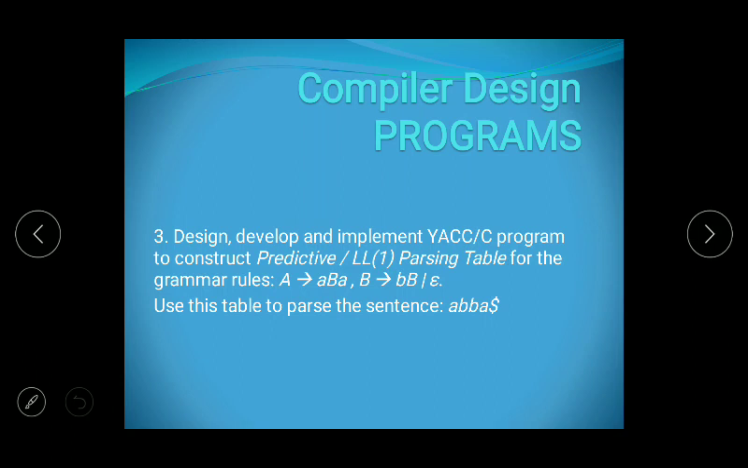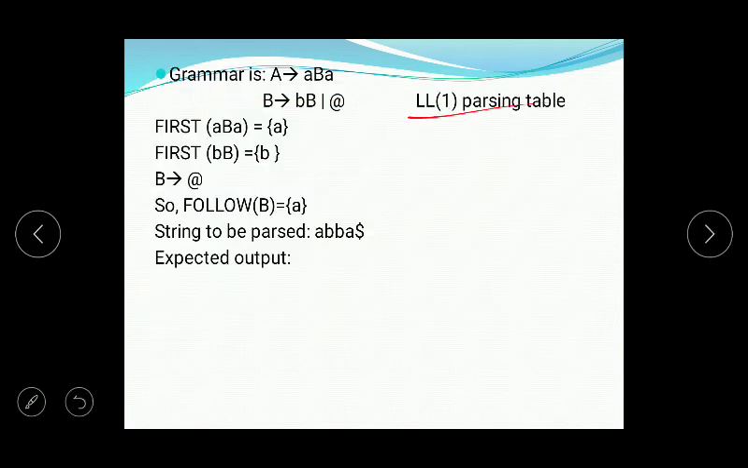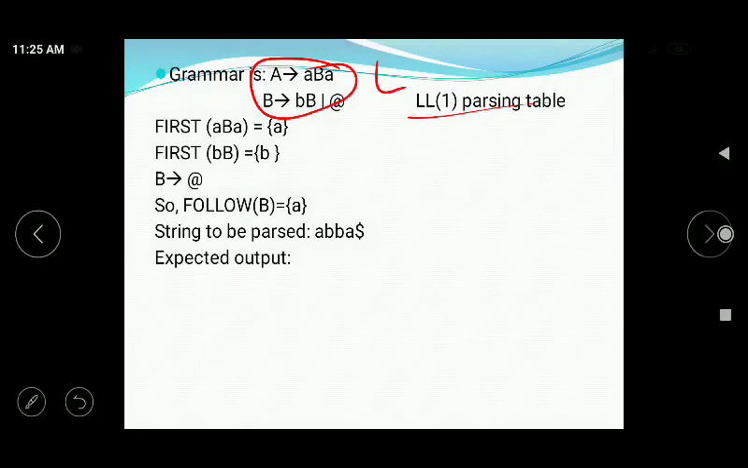Now consider how to implement this. So this is the predictive parsing algorithm. Before applying the algorithm to the given problem statement, first let us construct the LL(1) parsing table. So first let us see how to construct the LL(1) parsing table. So this is the grammar. What do you have to do? First check for left recursion, then left factoring as well as ambiguity. But this grammar doesn't contain any left recursion or left factoring as well as ambiguity.